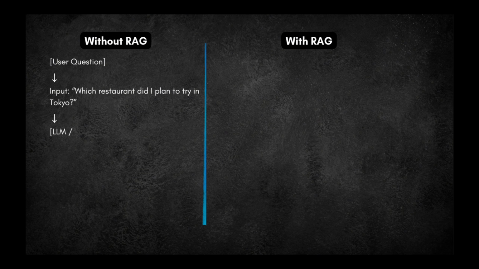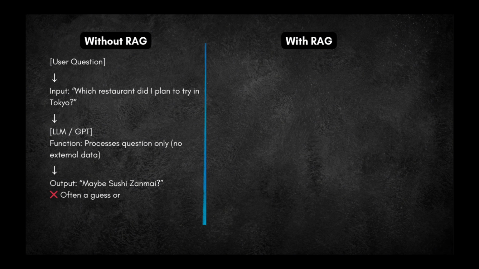Which goes to LLM, in our case GPT. GPT doesn't actually know your personal data. It only sees the question. Without extra context, it tries to predict an answer based on patterns it has seen before. On the right side, I'll show you what the output is when we use a RAG.